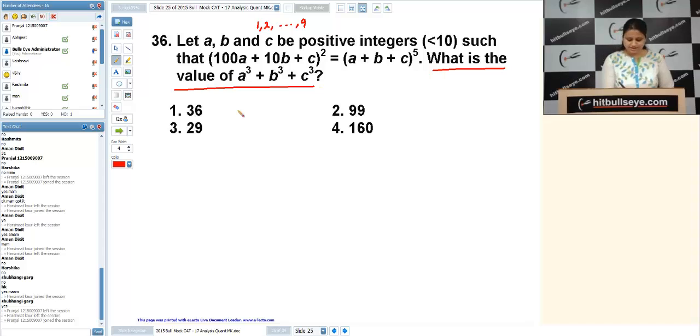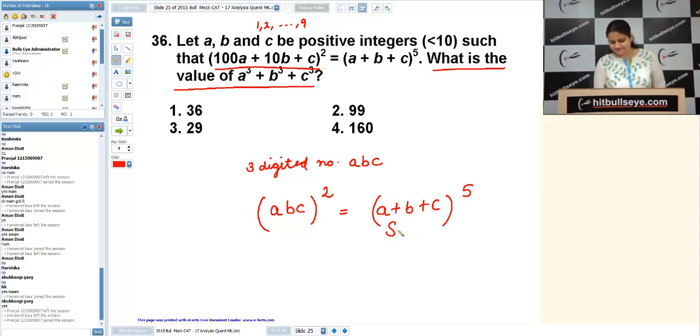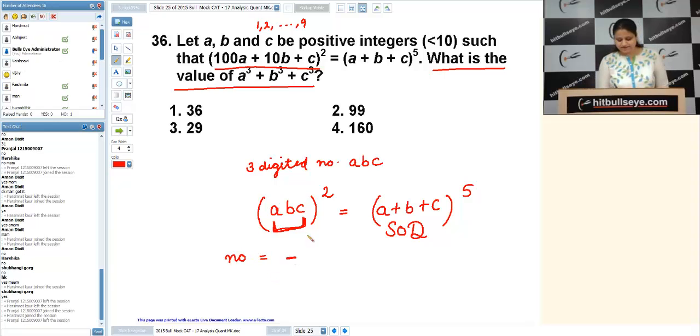Now, coming to the solution. See, what is the condition? 100A plus 10B plus C is nothing but the 3-digit number ABC, because A, B, C are digits. It says ABC its whole square should be equal to (A plus B plus C) raised to power 5, that is, the sum of digits, SOD. Now, we are taking the square of a number and getting this equal to something raised to power 5. It means the number is nothing but something raised to power 10, because simultaneously we are talking about a square and a 5th power. So we will check all the numbers by taking the 10th power.